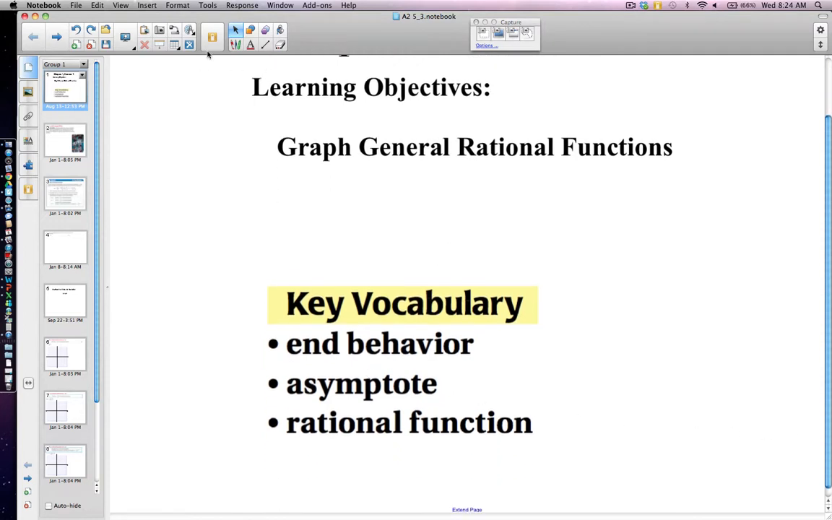So when we talk about a rational function, it's generally put in the form of f of x is equal to p of x, so this is all in function notation, divided by q of x. So a rational function is a function divided by another function.